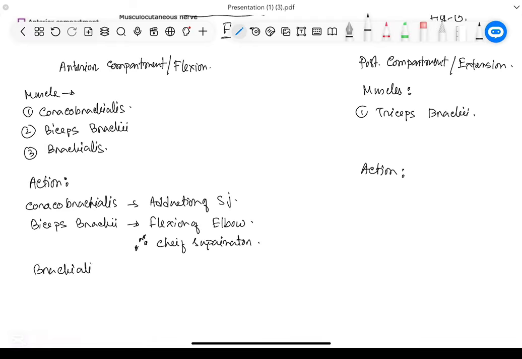Next, brachialis. Only one joint is crossed, so it will also do flexion of the elbow. As the maximum number of muscles do flexion, that's why we can also say they are flexor compartment muscles. Now, what is their nerve supply?